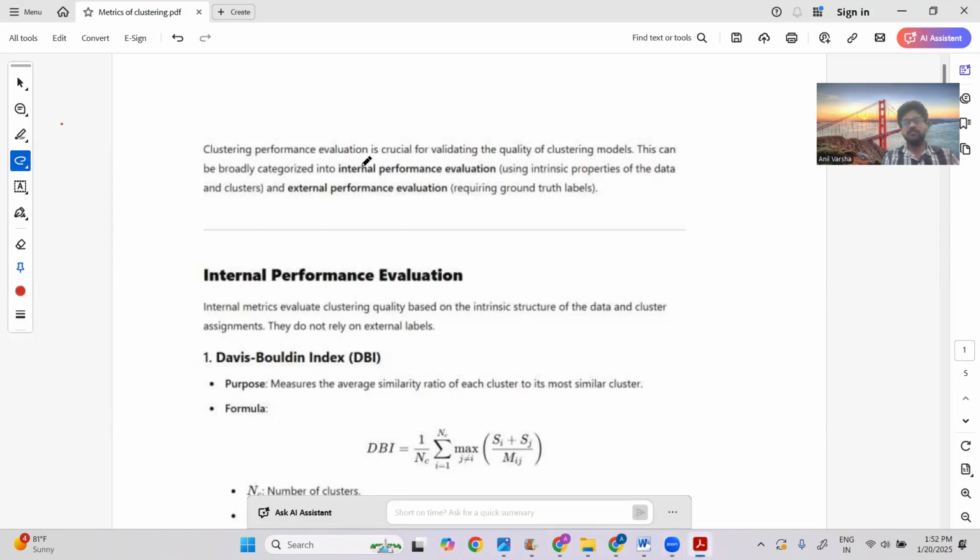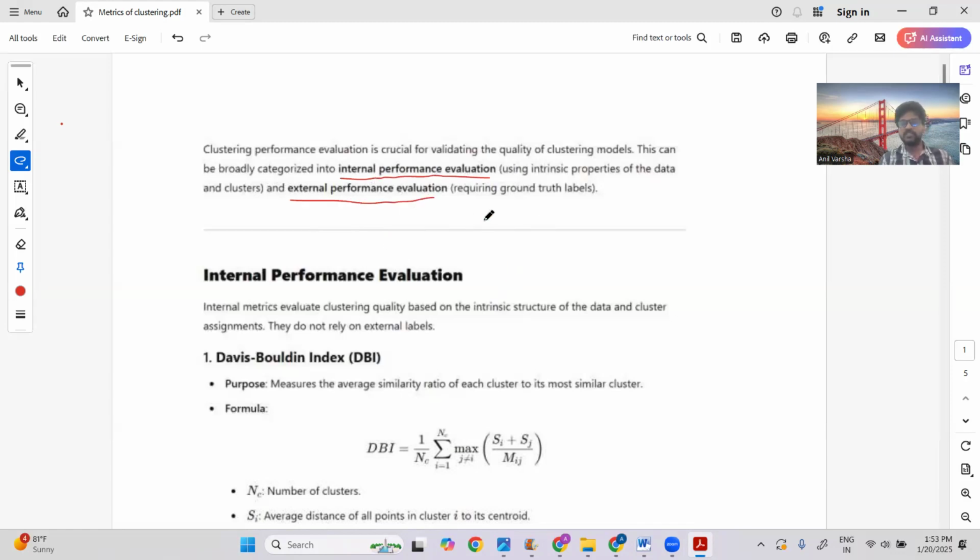Clustering performance evaluation is crucial for validating the quality of the clustering models. How well a model is performing will be analyzed and identified by this performance evaluation. These metrics can be broadly classified into two categories. The first one is internal performance evaluation. The second one is external performance evaluation.